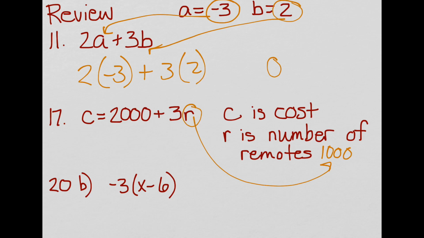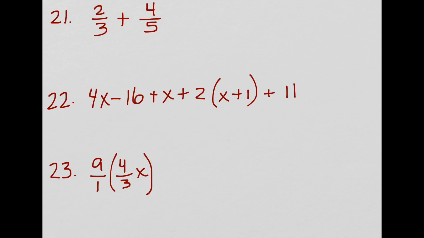On number 20, it's just asking you to simplify. And this is a review of the distributive property that you learned in 7th grade. So when you multiply that, you're going to get -3 times x, which is -3x, and -3 times -6, which is a +18. Don't forget to distribute the negatives as well, all the way through there, so that you can get the correct sign after you distribute. That's a tricky thing.